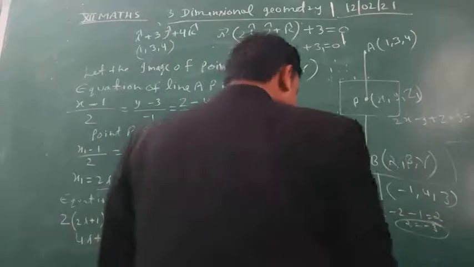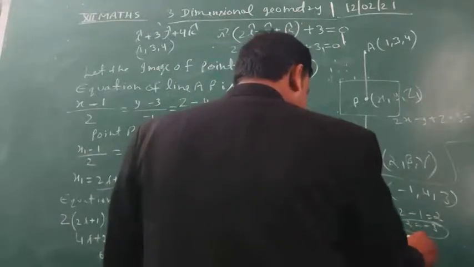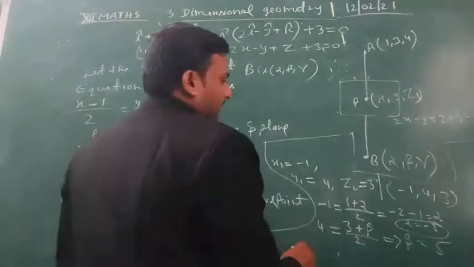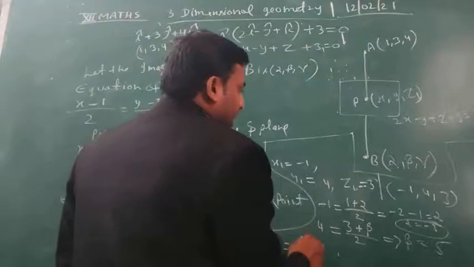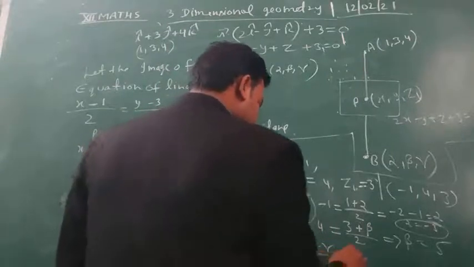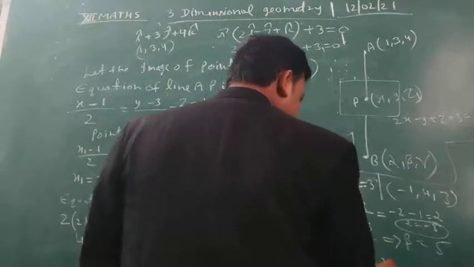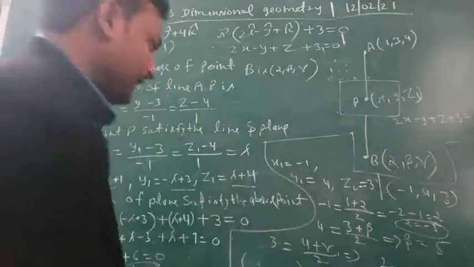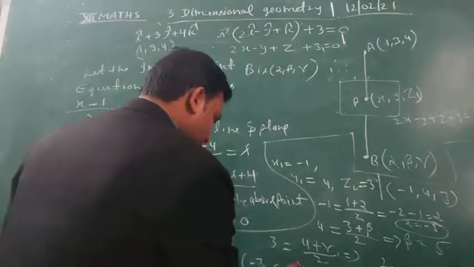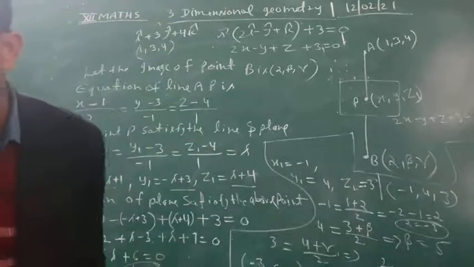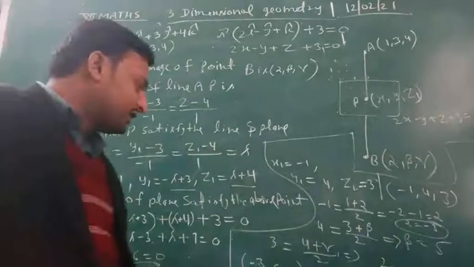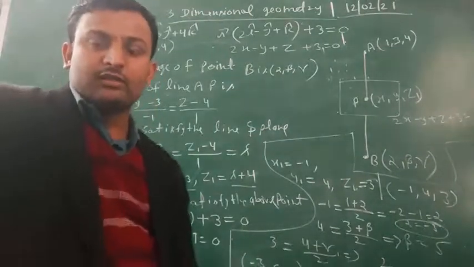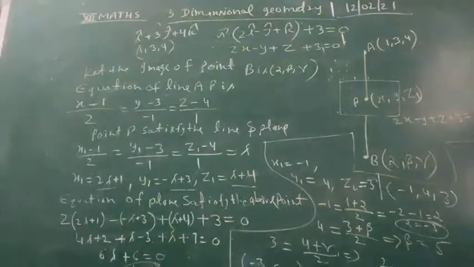Okay students, so beta is 8 minus 3, that is 5, and gamma is 3, which is equal to 4 plus gamma by 2. So this is 6 minus 4, that is 2. So our point is minus 3, 5 and 2. Okay students, so the image of the point is minus 3, 5, 2. In this way we can find out the image of the point.